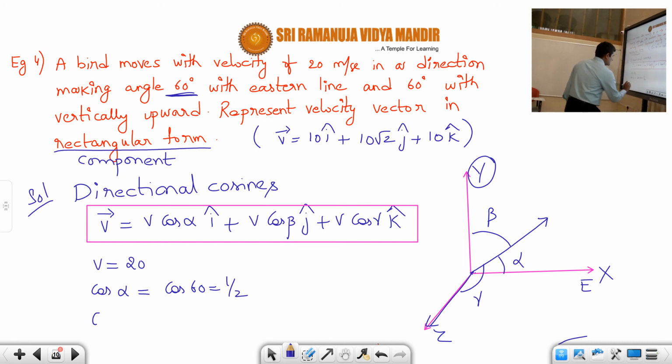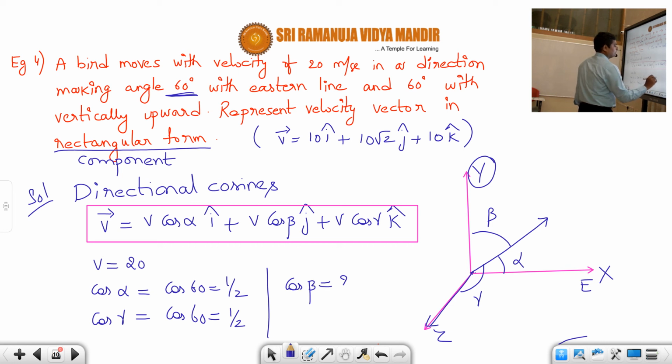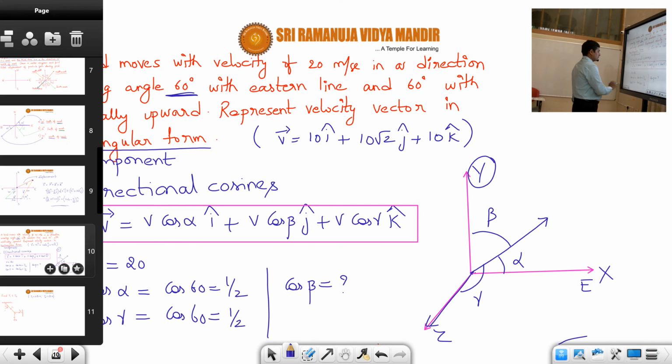So therefore they have given the gamma value, students. So cos gamma is equal to cos 60, which is again half. Now you have to calculate beta, students. The beta value we don't know, so what is cos beta? We don't know. For that you have to calculate the value of cos beta by using the properties of directional cosines.